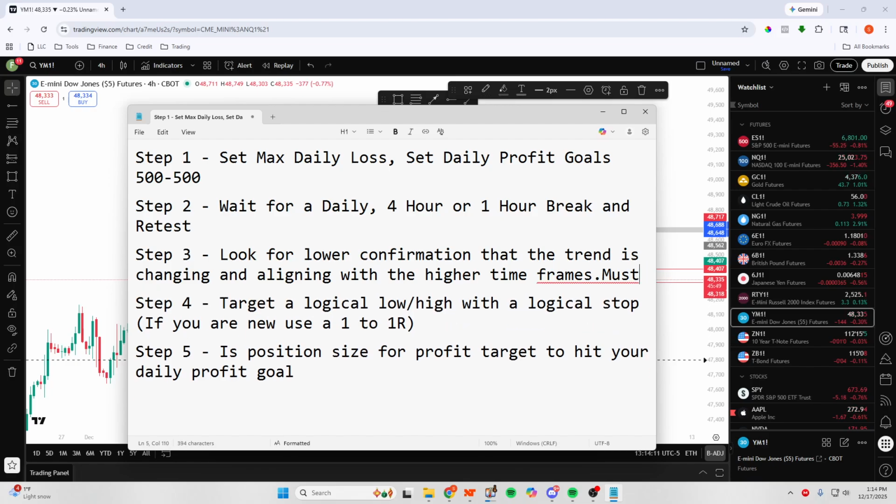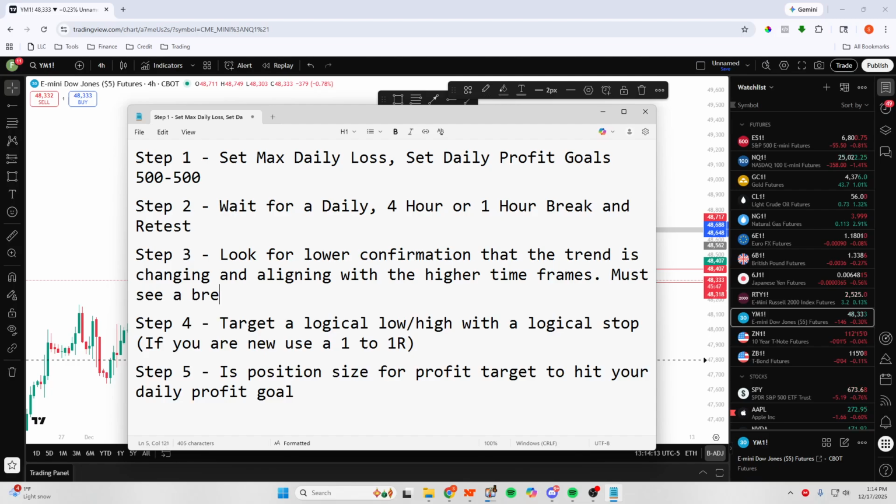Must see a break back below / above the retest level. Right.